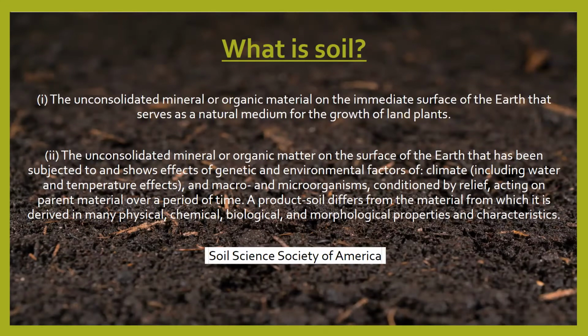And that's fairly straightforward, but it kind of gives the implication that soil is simply a product of its origins, a product of its parenting. When we talk about soil, we often talk about parent material, but soil is more than that. It's not simply the product of its source material. Soil is also, according to the second definition, subjected to and shows the effects of genetic and environmental factors like climate, so rainfall, temperature, the organisms, both macro and micro, that live in it, the relief, so is it on a hill or is it in a valley? And all of these things influence soil over time and create something that is unique in and of itself.